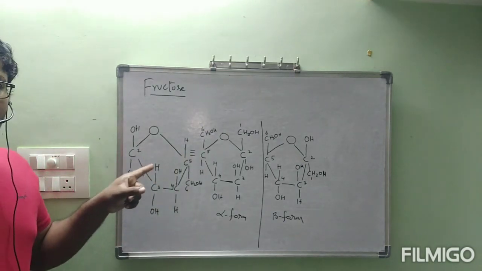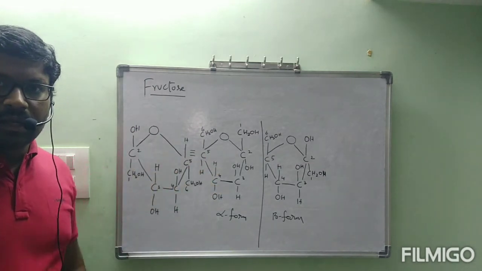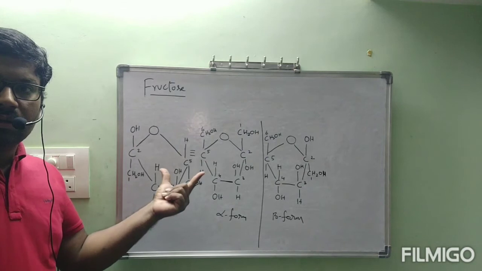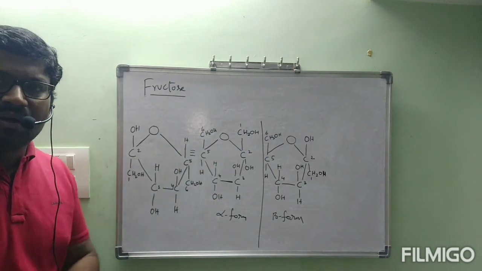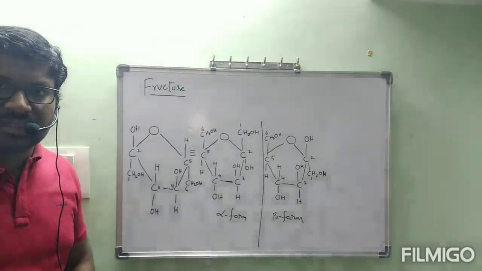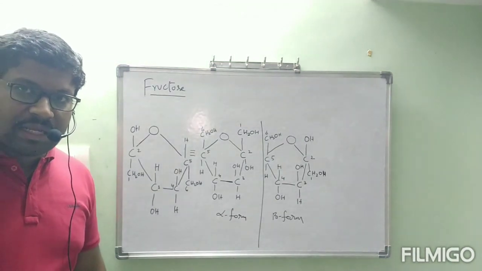This molecule and this molecule both are same. Okay. This is alpha form, this is alpha form. Both are same, no difference at all. The difference is the angle of reference. Okay, that one I will explain.